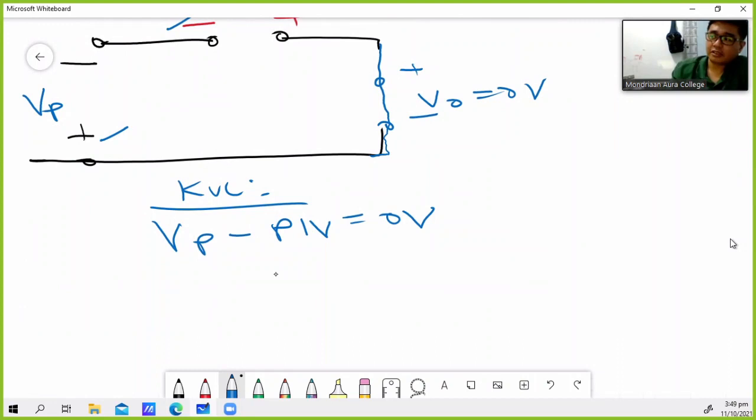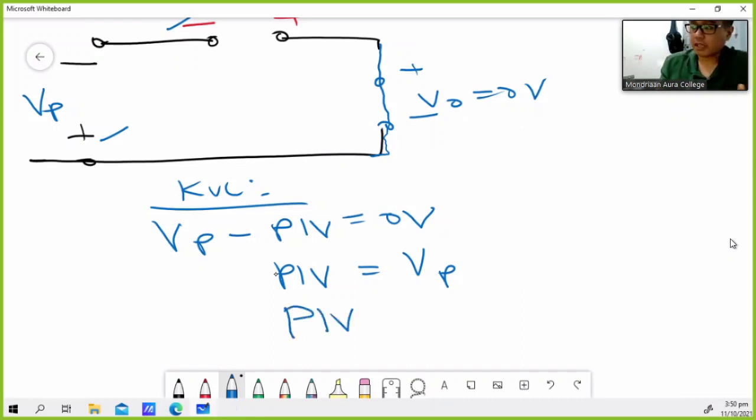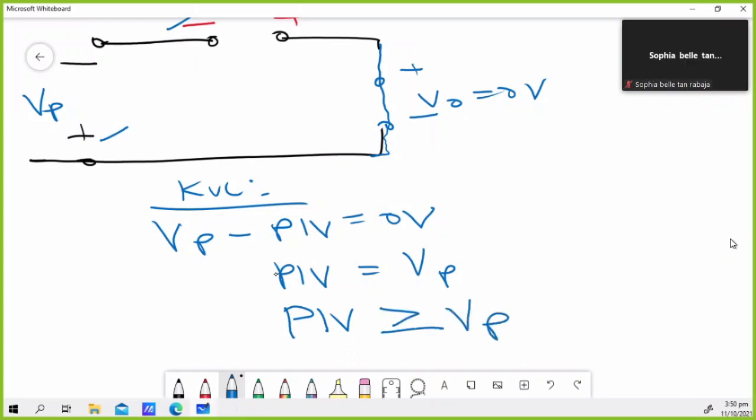So algebra, PIV is equal to V sub P. But in terms of PIV, PRV, or PRRV, ganito ang proper expression niya. Tignan niyo mabuti. PIV must be greater than or equal to the peak voltage. Okay? So, ano ibig sabihin niyan? Ibig sabihin yung PIV rating ng diode natin must be greater than or equal to the peak voltage of your input.